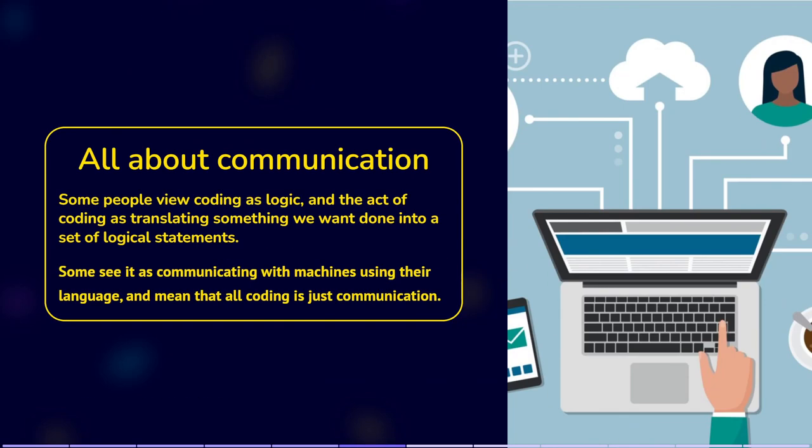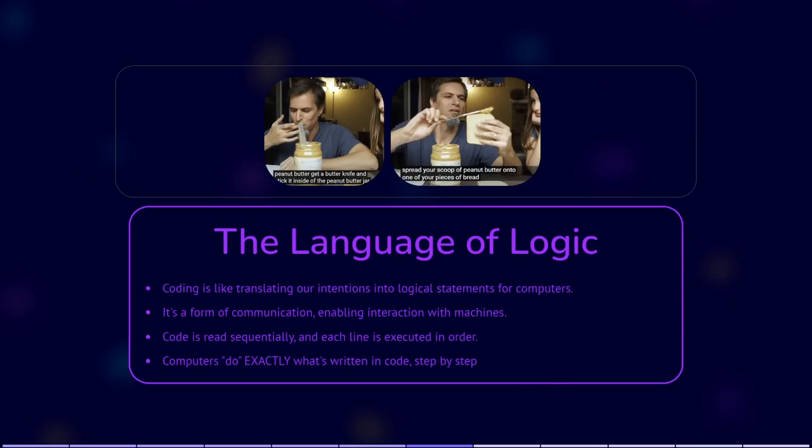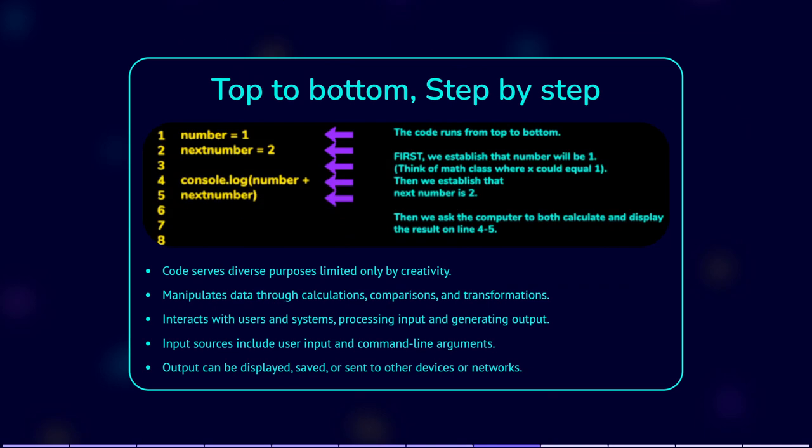Some people view coding as logic, and the act of coding as translating something we want done into a set of logical statements. Some see it as communicating with machines using their language and mean that all coding is just communication. Code is read from top to bottom. The computer does or executes each line in the program in order. It does what is written on the code on line 1, then proceeds to line 2 and executes that line.